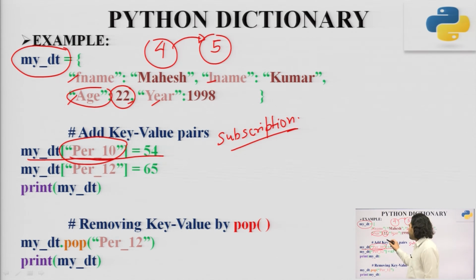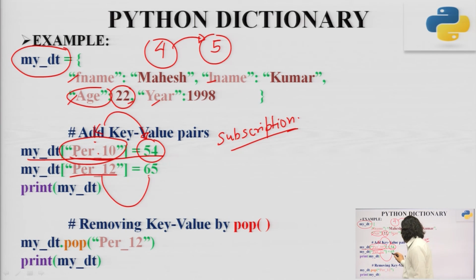So, we are putting the 5th key element as something different from these 4 elements, like the percentage 10. So, we are asking for the 5th pair with the key element as per 10, which holds the value of 54. That means, this becomes the key, the value related to this key becomes 54. Similarly, we are adding the percentage 12 with the value 65. It follows the principle of subscription.